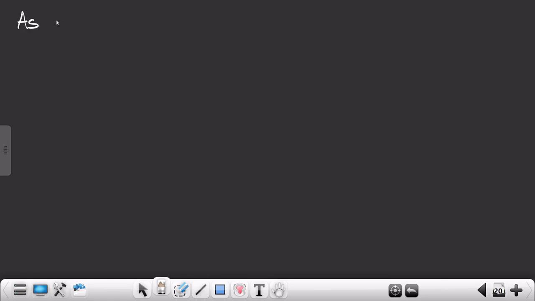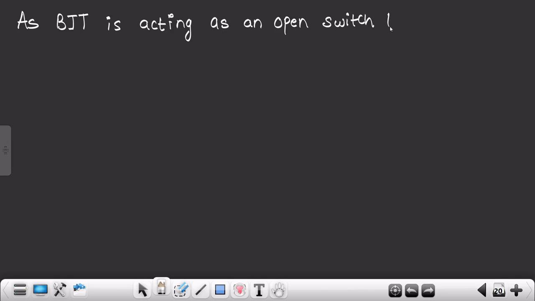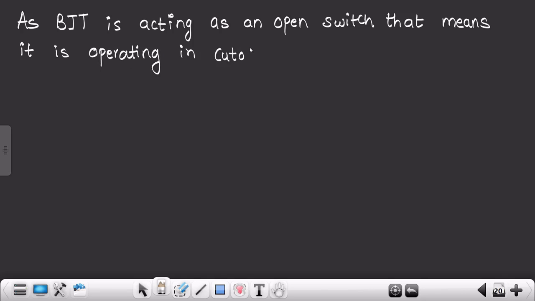As BJT is acting as an open switch, that means it is operating in the cutoff mode. It is operating in the cutoff region or in cutoff mode, right? In the cutoff region, I will write.